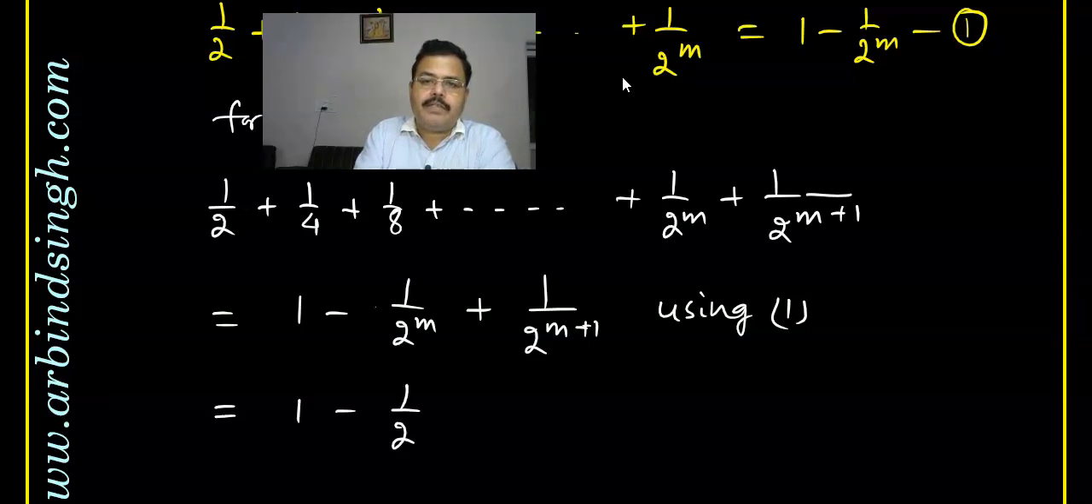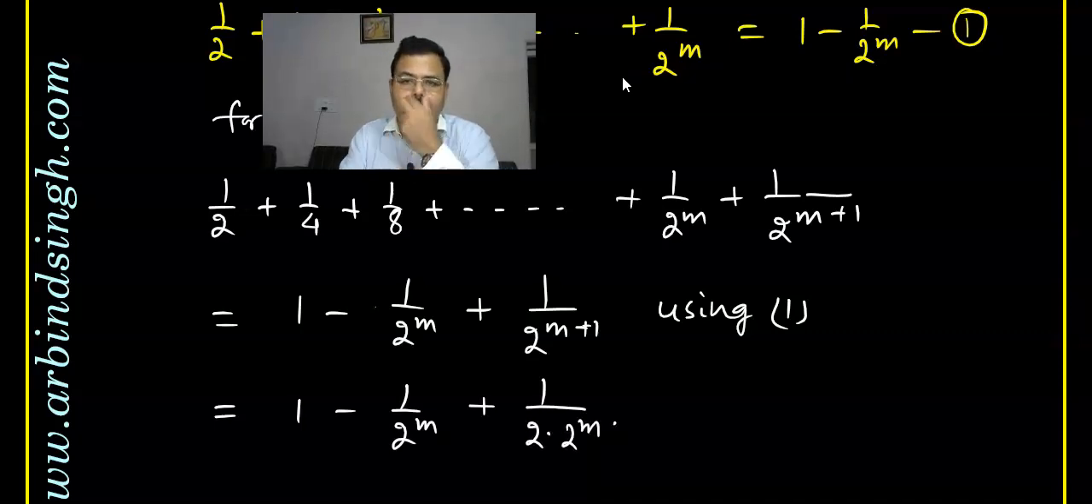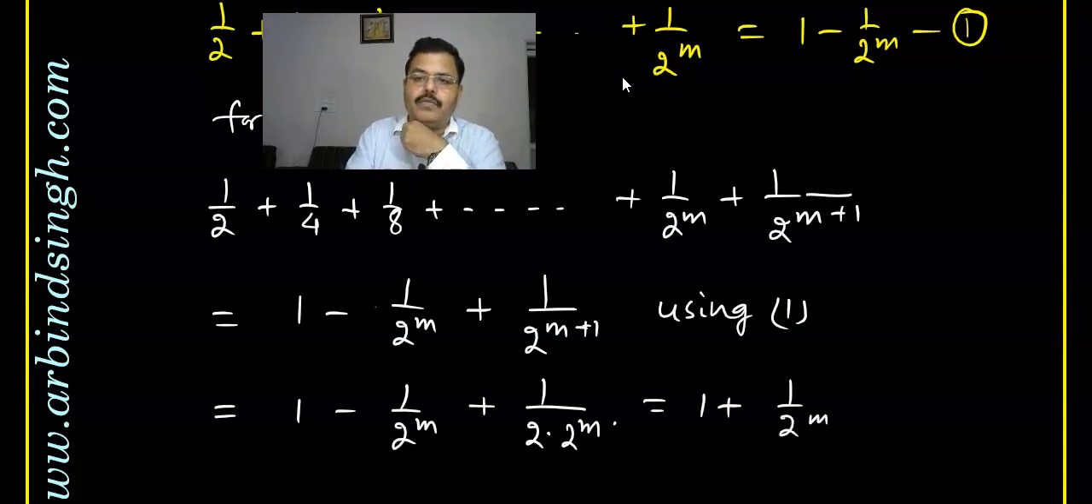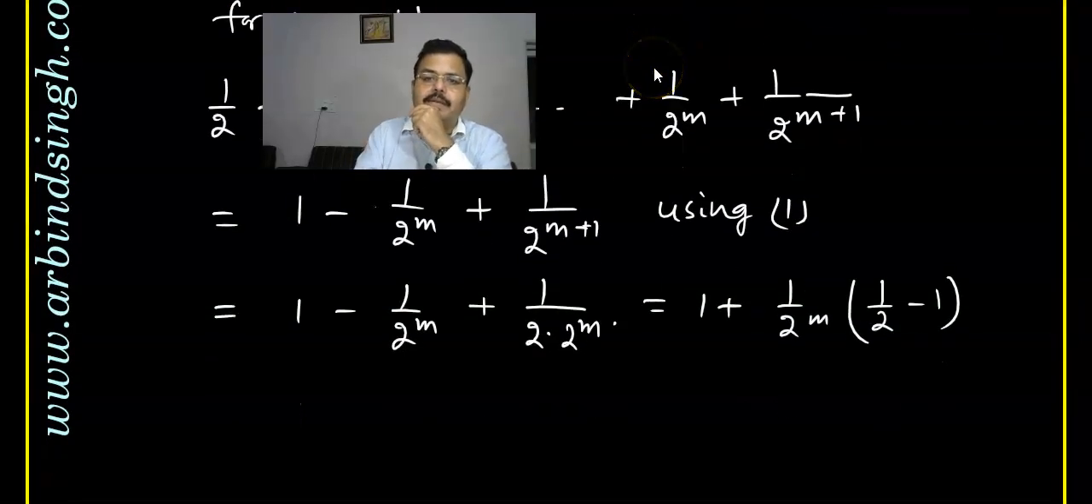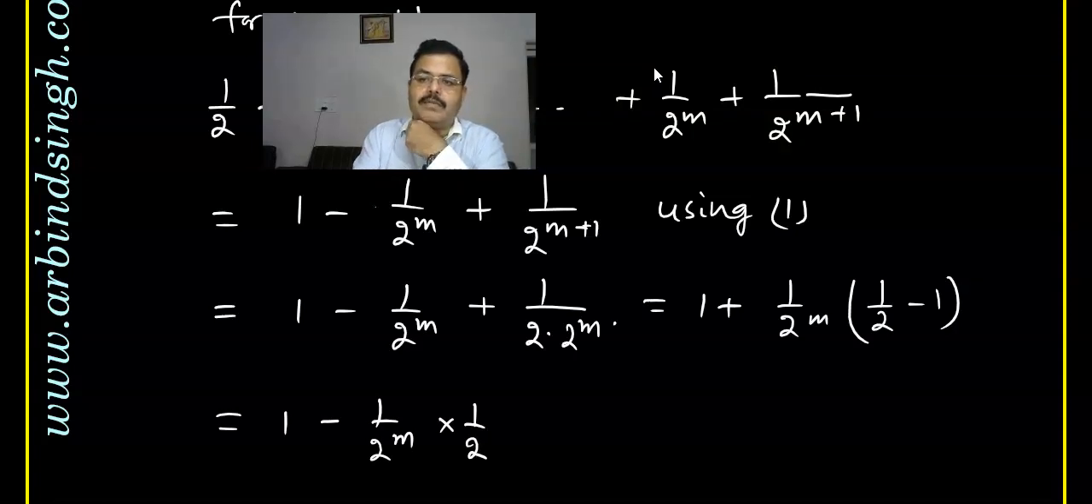I can write it like 1 minus 1 by 2 to the power m plus 1 by 2 into 2 to the power m. So I can take 1 by 2 to the power m common. Then what is left here? 1 by 2 positive and minus 1 by 2 is negative. So that will come up like 1 minus 1 by 2, and 1 by 2 minus also, because minus 1 by 2 will become minus 1 by 2. Or even you can take minus common, so there is no problem. If I write here minus, then that will be 1 minus 1 by 2. Simple.